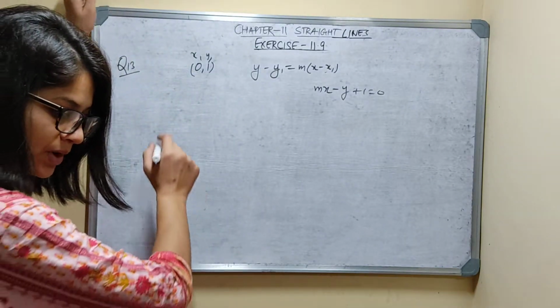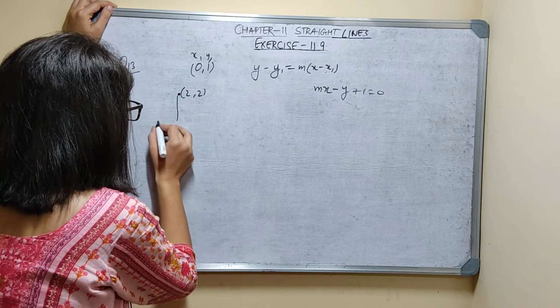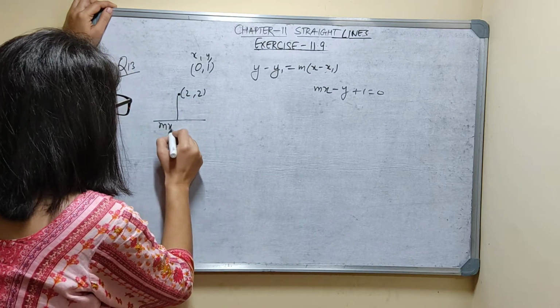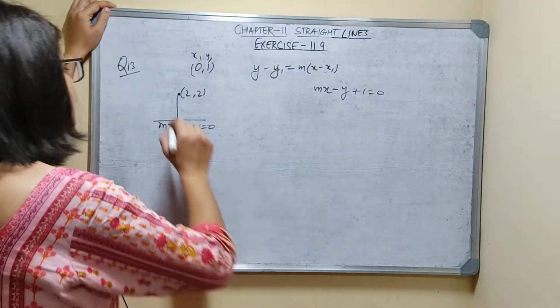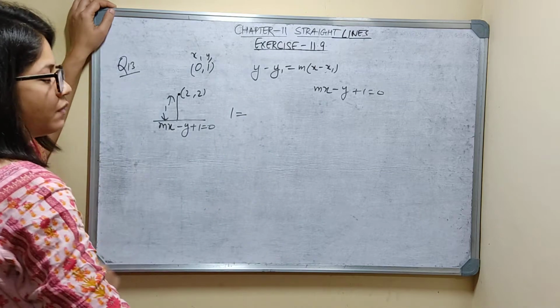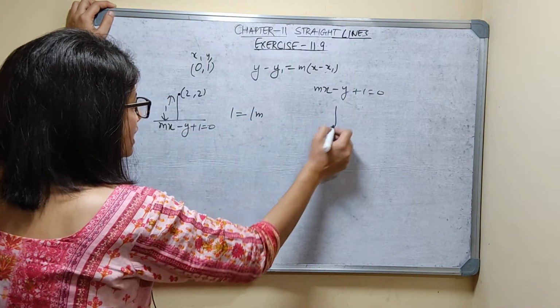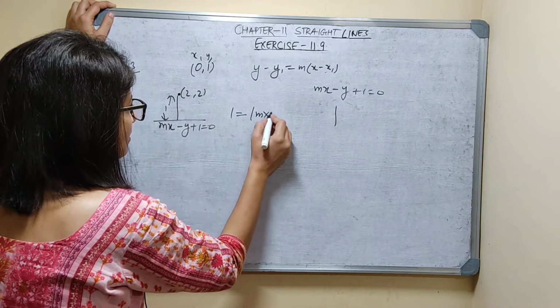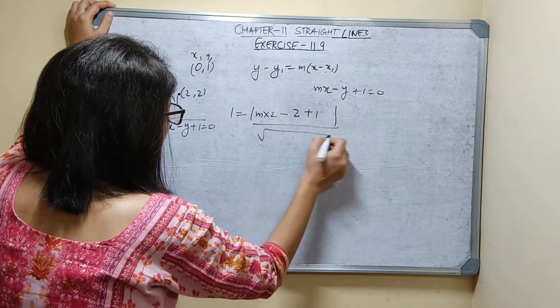Now, perpendicular drops from the point (2, 2) on this line, mx minus y plus 1 is equal to 0, are each of unit length. Unit length, this is 1. So I can write perpendicular distance 1 is equal to mod of (mx minus y plus 1), where in place of x and y I put the point, m into 2 minus 2, plus 1, upon root of a square plus b square.